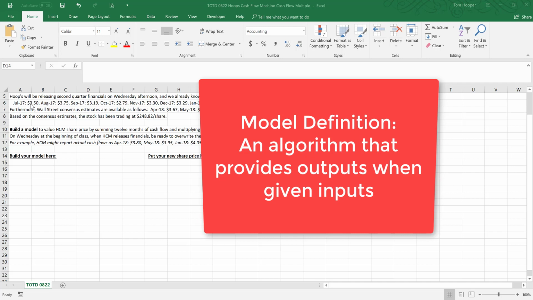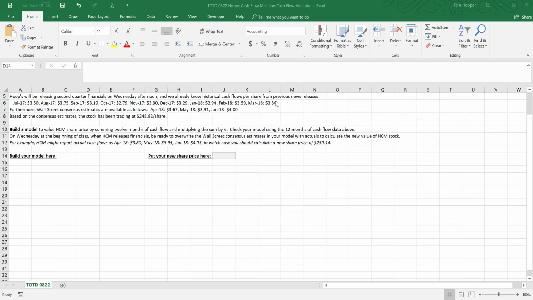The inputs that you were given were 9 months of actual cash flows plus 3 months of projected cash flows. And the algorithm was to add up all the cash flows and multiply by 6 to get the share price. So the most concise way you could have done that would have been to type the numbers into a cell in a spreadsheet, and just like using a calculator, add them up and then multiply by 6. You would get the correct answer that way, but it might be a little bit cumbersome to come in and update the new numbers when they came in.